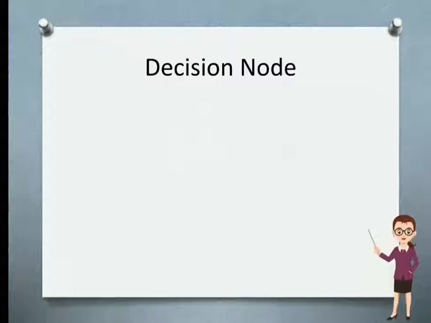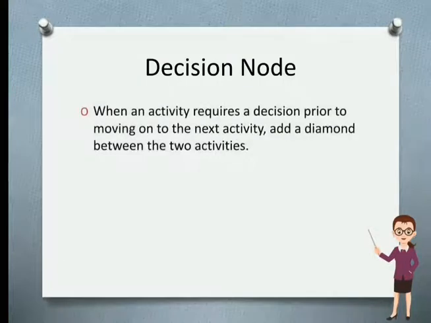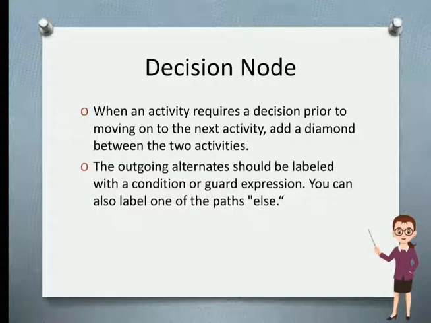To represent a decision in an activity diagram, a diamond is used. So when an activity requires a decision prior to moving on to the next activity, we add a diamond between two activities. The outgoing alternatives should be labeled with the condition and the guard expression. So to use a decision node, we require a guard condition. That condition is known as a guard expression, which is represented with the rectangle.